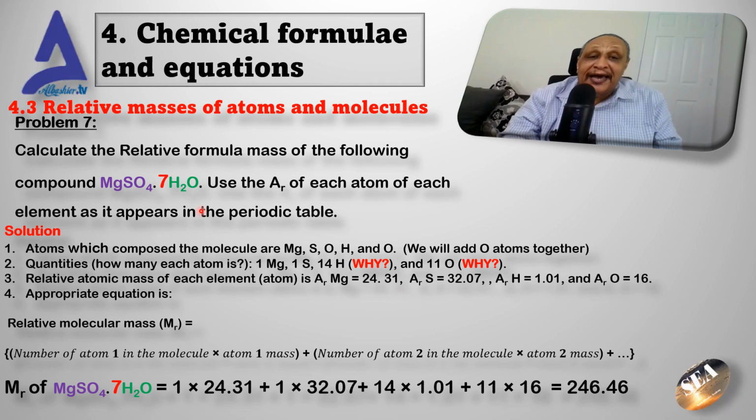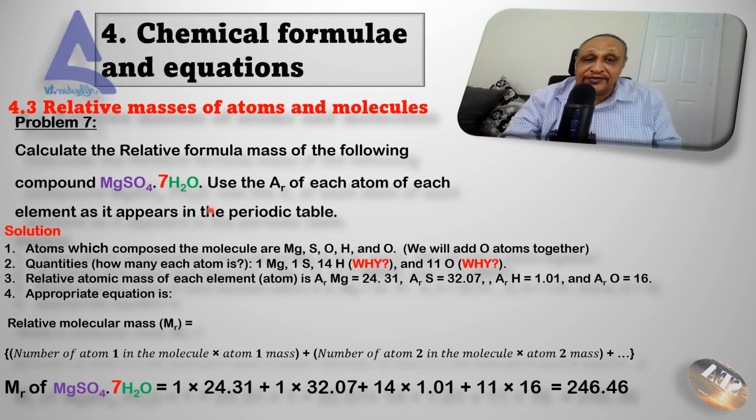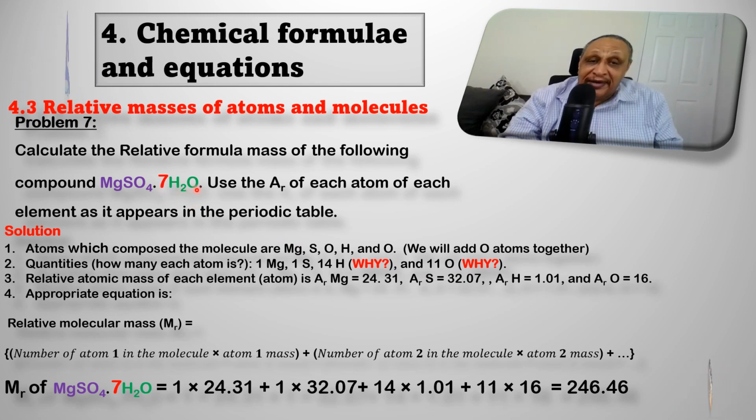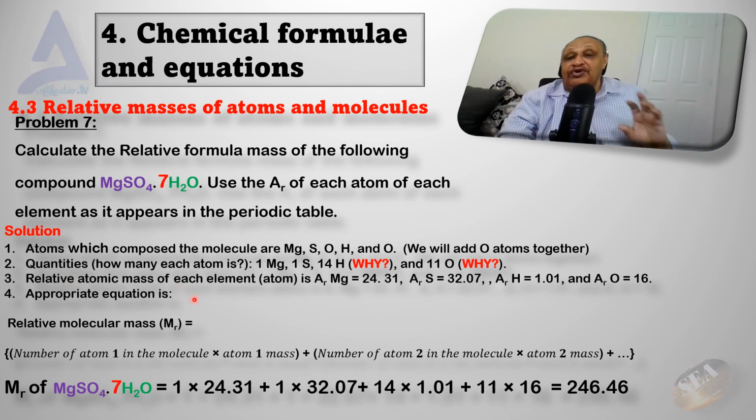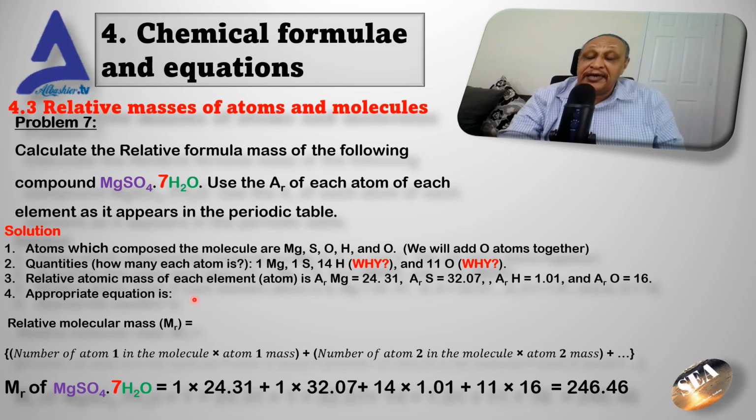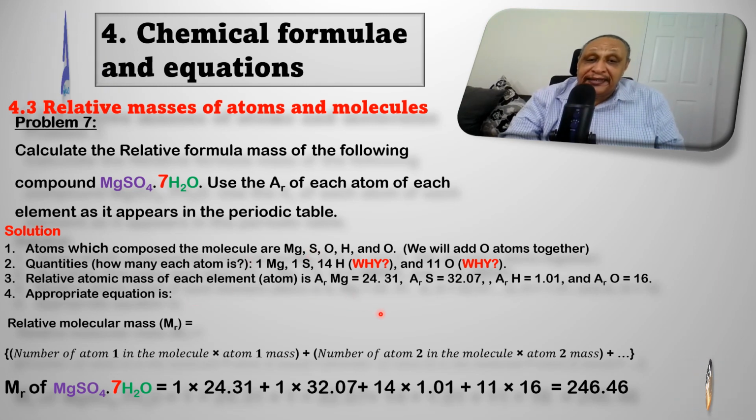And then I have 11 oxygen. Why do I have 11 oxygen? Because 7 multiplied by 1 equals 7 oxygen atoms, plus 4 here. The total is 11. So this is the answer of why, it is 11. Then after that, I'm going to look through the periodic table and pick the relative atomic mass of each one.